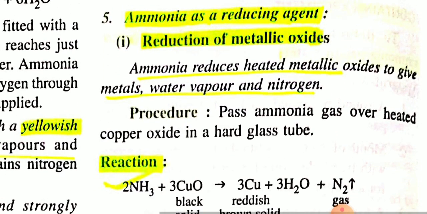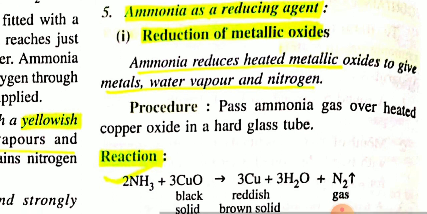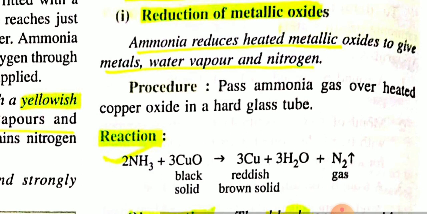Now, ammonia as a reducing agent. Ammonia is a basic gas and it can also act as a reducing agent. Ammonia reduces metal oxide to metal. Ammonia reduces heated metallic oxide to give metal, water vapor and nitrogen.